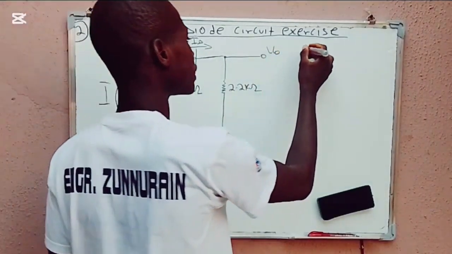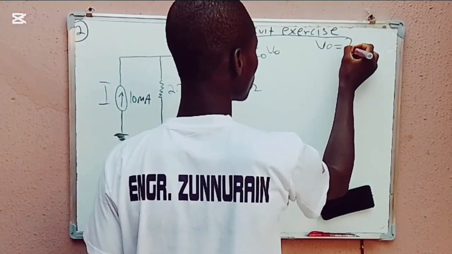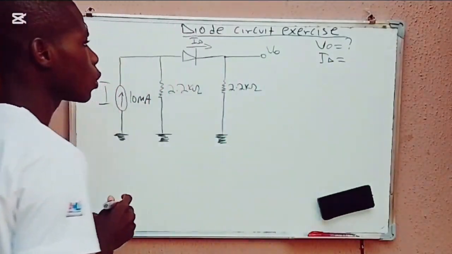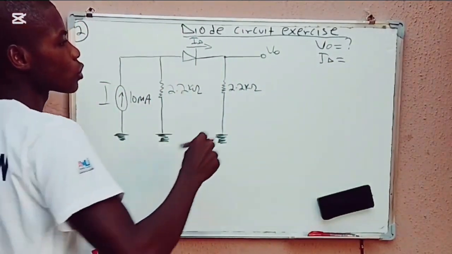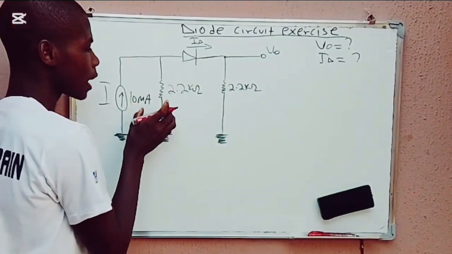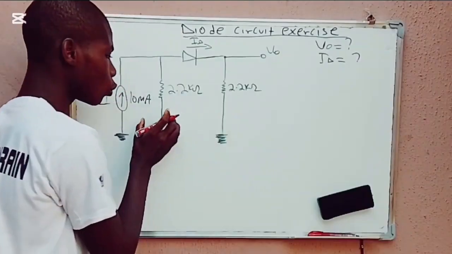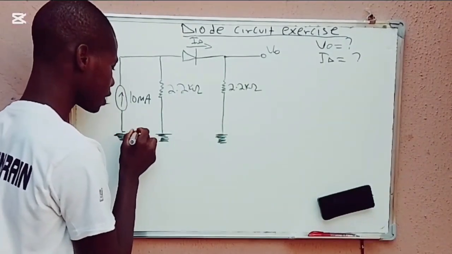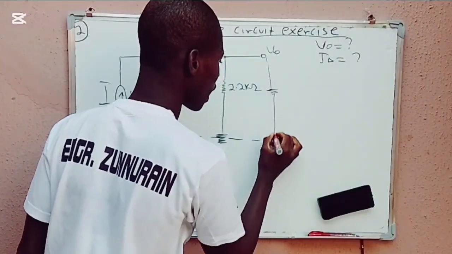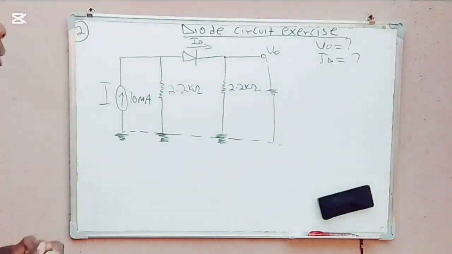From the circuit, we are to determine the value of V0, and therefore we are to determine the diode current. So how can we determine these two values? The first thing that I'm going to do, I will just take a look at this current and this resistance and this resistance. They are both in parallel, because it is the same thing as having this, and therefore I'll have my voltage like this.